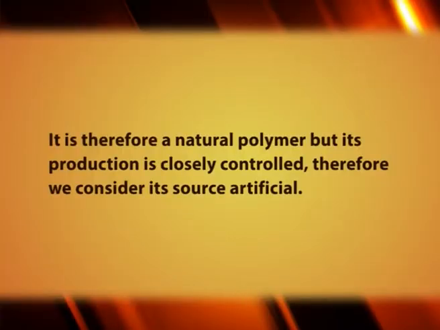With biosynthesis, polymers are formed in a manner identical to the natural ones. Many microorganisms in nature synthesize, for example, polyester substance for energy storage. On an industrial scale, this is fermentation of sugar, that is glucose, under the influence of microorganisms and under optimal conditions, so as to ensure the effective formation of large quantities of polyester. It is therefore a natural polymer, but its production is closely controlled. Therefore, we consider its source artificial.